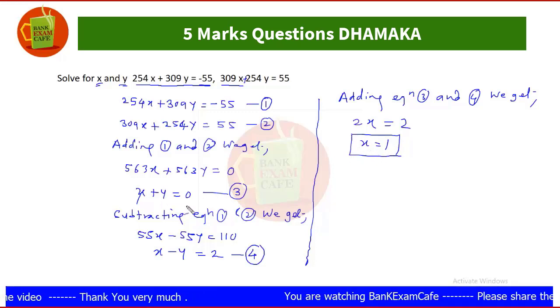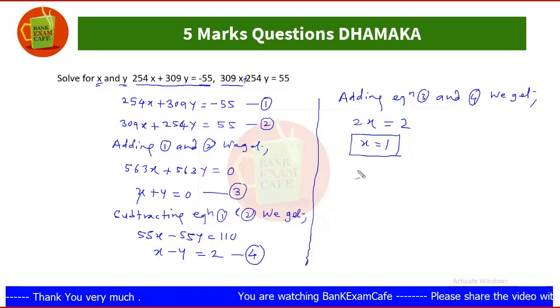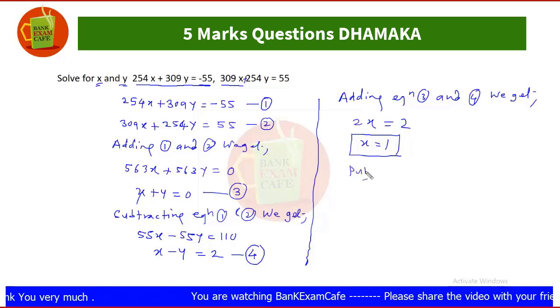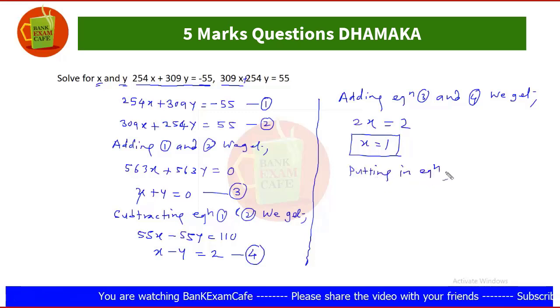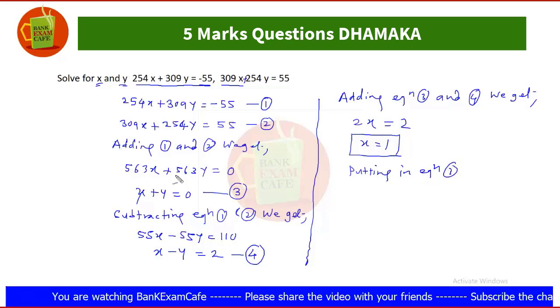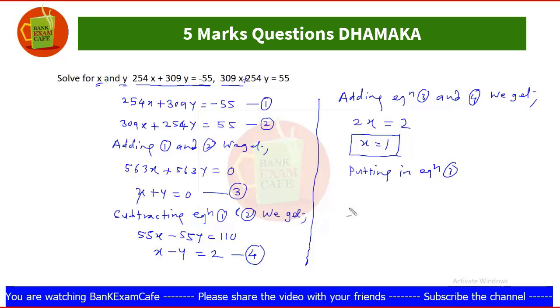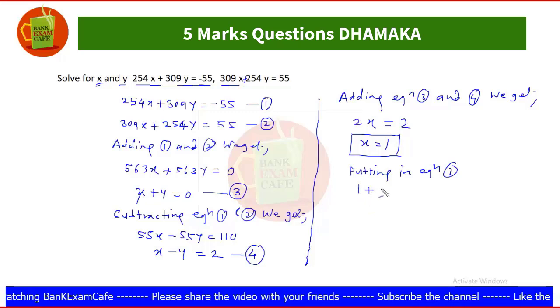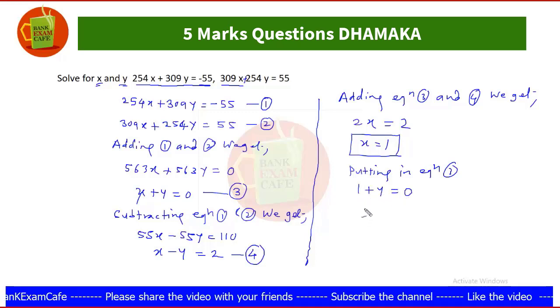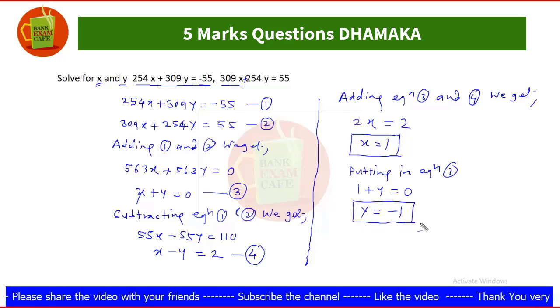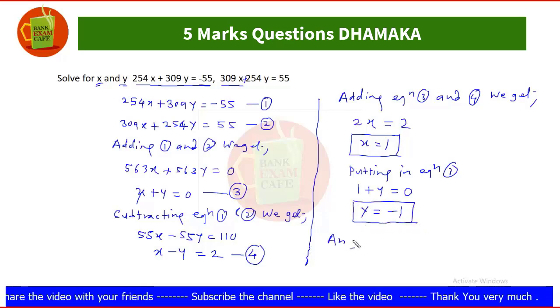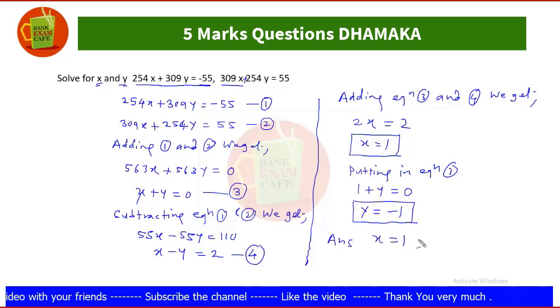Putting the value of x as 1 in equation 3, we get 1 plus y is equal to 0, and therefore y is equal to minus 1. Highlight this also, and therefore the answer: x is equal to 1 and y is equal to minus 1.